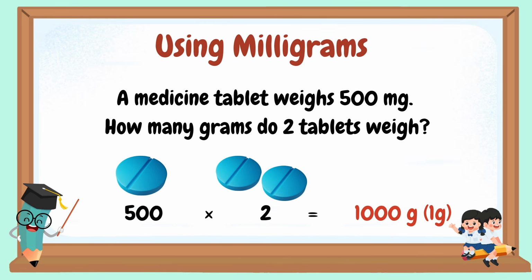Using milligrams. A medicine tablet weighs 500 milligrams. How many milligrams do 2 tablets weigh? 500 times 2 is equal to 1,000 milligrams.